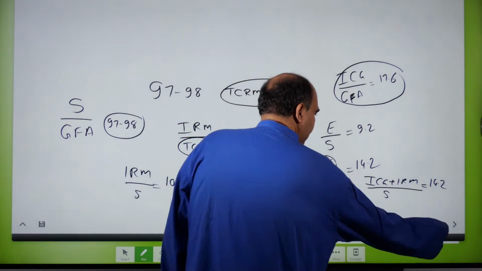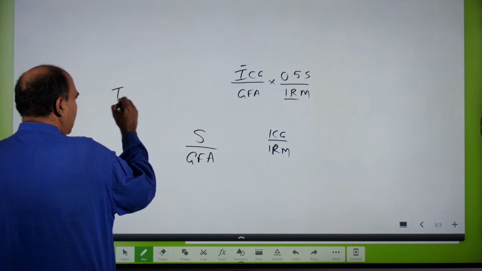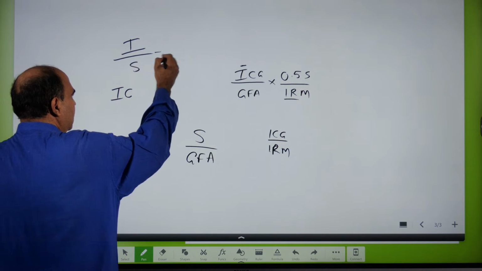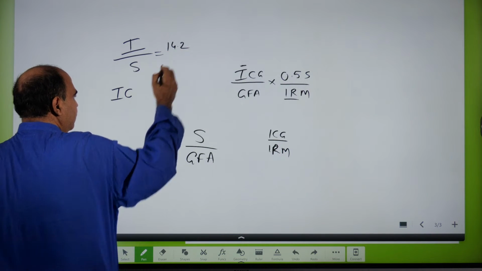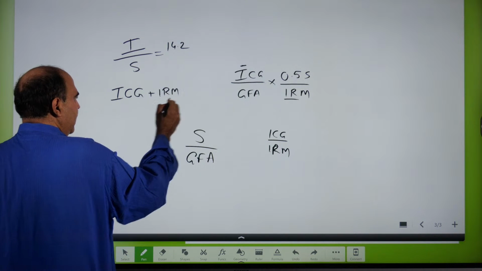Right? You have, maybe I'll write this here. What we used was ICG. We had this ratio I by S is equal to 14.2, and I is equal to ICG plus IRM. And see why it's so important.